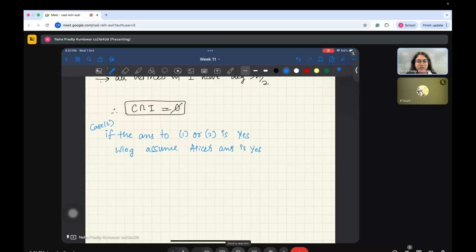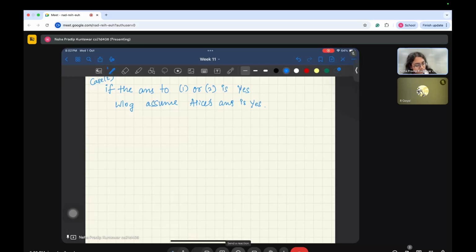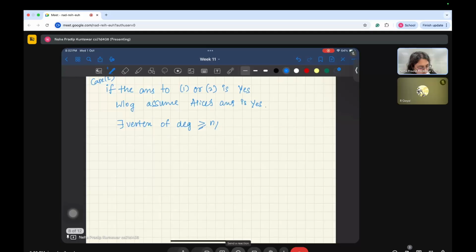Okay, the other case is also fine, but let's go with this. Then what does that mean? That means that there exists a vertex of degree greater than n by 2 in C. Let's say that U is one such vertex, there may be many. Now we'll use our first idea and communicate that to Bob.